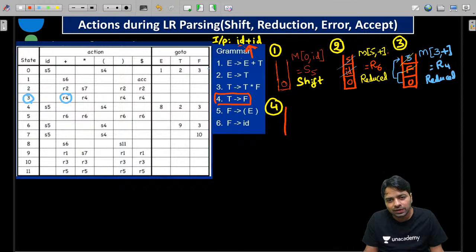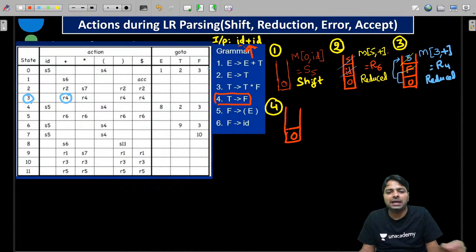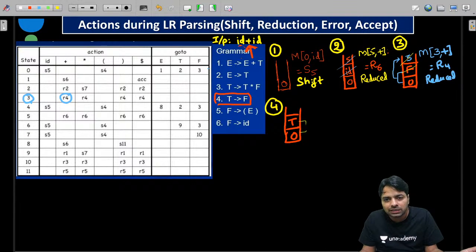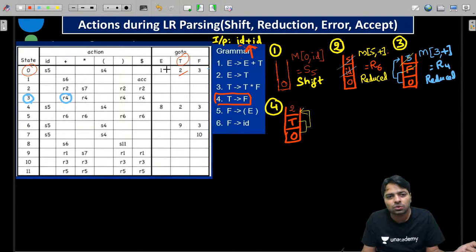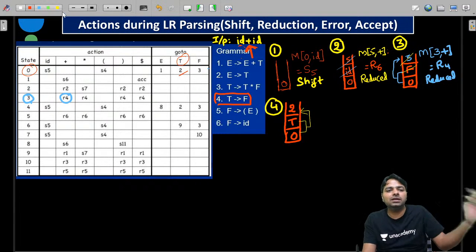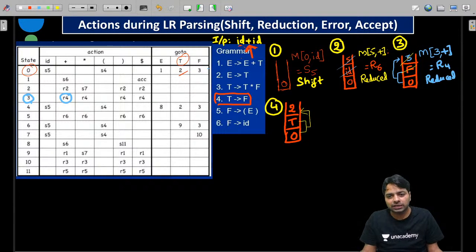Okay, so you will have 0 and 2. You pop, and then LHS is T, you push. And now you need to focus on 0 comma T. What is your entry? You should go to 0 and T, that's a 2. The 2 is a new entry. That's a goto entry, guys. That's the 3rd step of the reduce action.